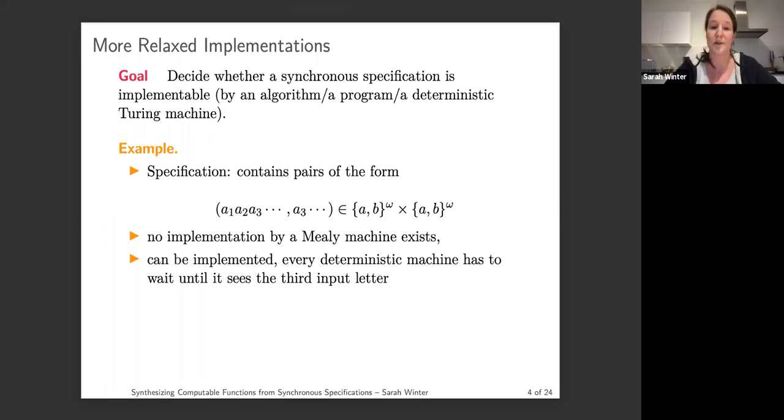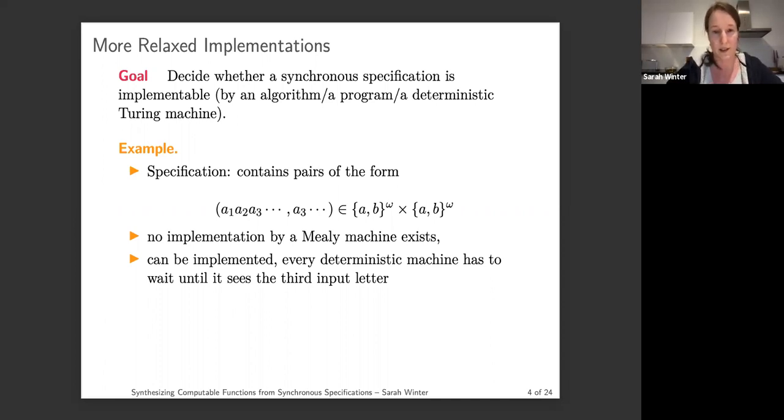But of course, it's not difficult to find an implementation. One could simply wait in order to see the third input letter and then, for example, copy the input starting from the third input letter. So this is one of many possible implementations for this specification. So this is a bit more powerful than a Mealy machine.